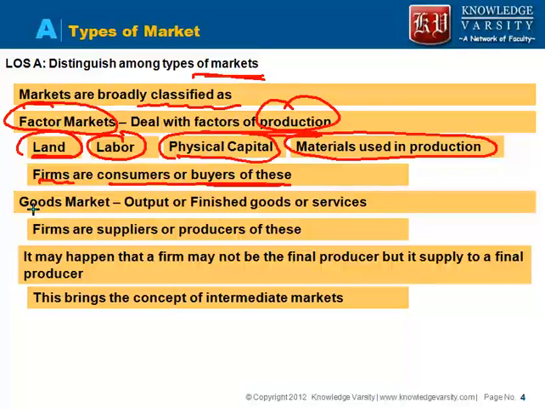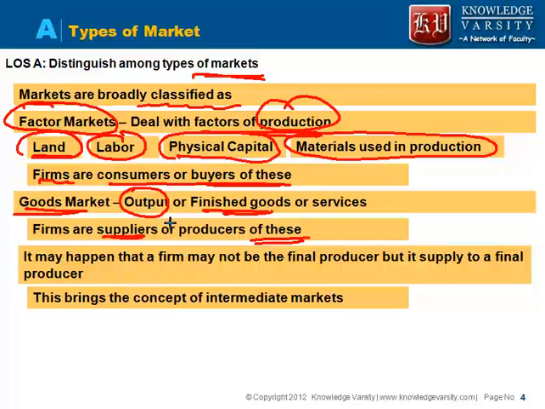So we have the second market, which is the goods market. The goods market is the output that is produced by these companies. The outputs are finished goods that are produced by these companies, and they are called the goods market. So the firms are suppliers in this goods market.